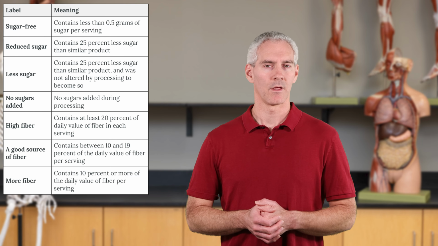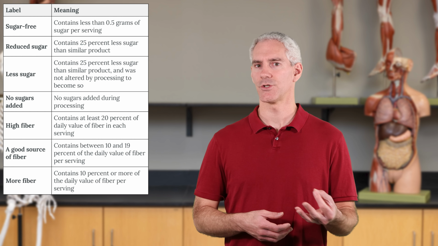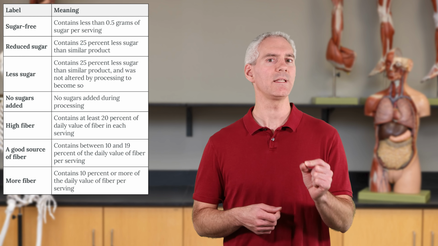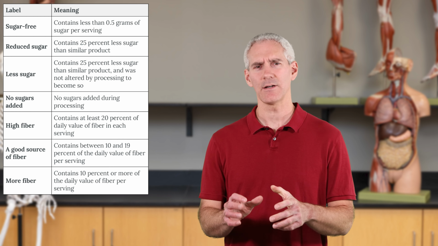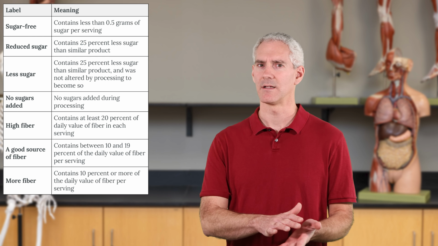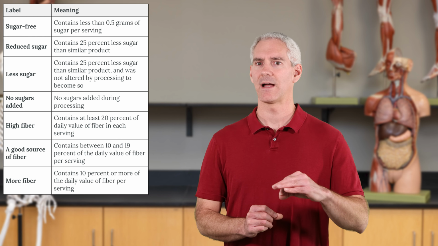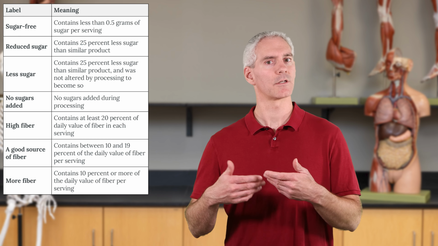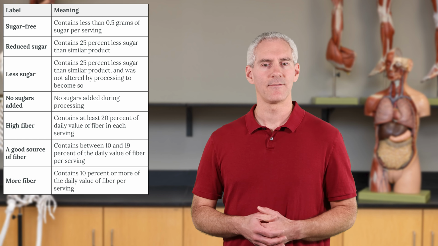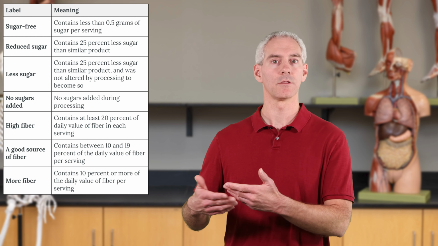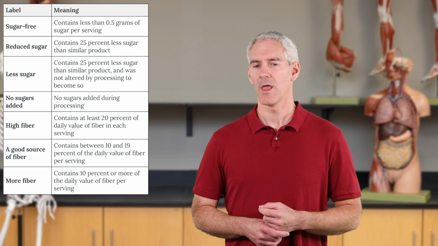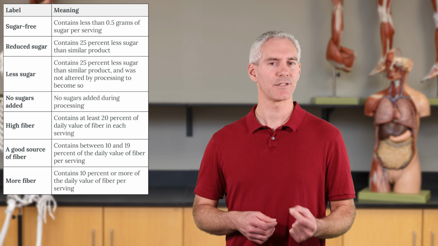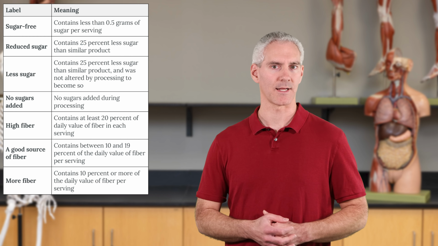But other things on labels you might see, like sugar-free, for example. Well, according to the regulations, sugar-free simply means 0.5 grams of sugar or less per serving. So it's not really sugar-free. It's not much in there, but there still can be some. So that 0.5 or less is what's allowed to be called sugar-free. Other things you have are things like reduced sugar or a low sugar food. Both reduced sugar and low sugar are going to have 25% less sugar than comparable products.